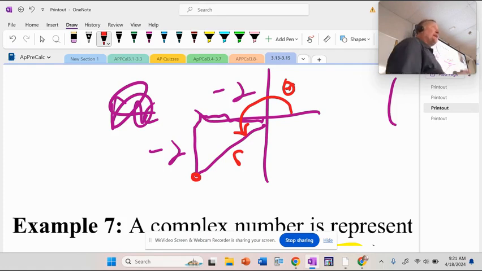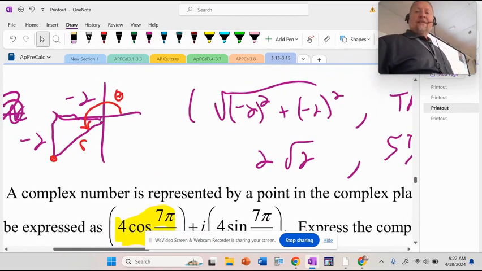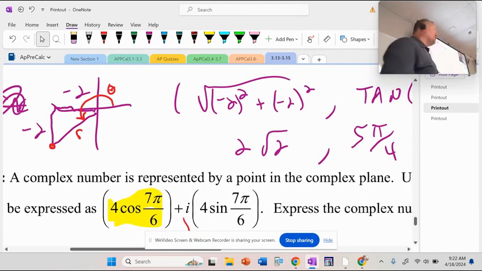By the way, what is theta? You should already know it's pi over what? 4. Why? Because the x and y are equal. All right. And what is it actually? 5 pi over 4. And then what's the radius? You could probably figure out that it's -2, or no, it's 2 root 2, because the radius is always positive. Remember a root 2? But I also did the math.